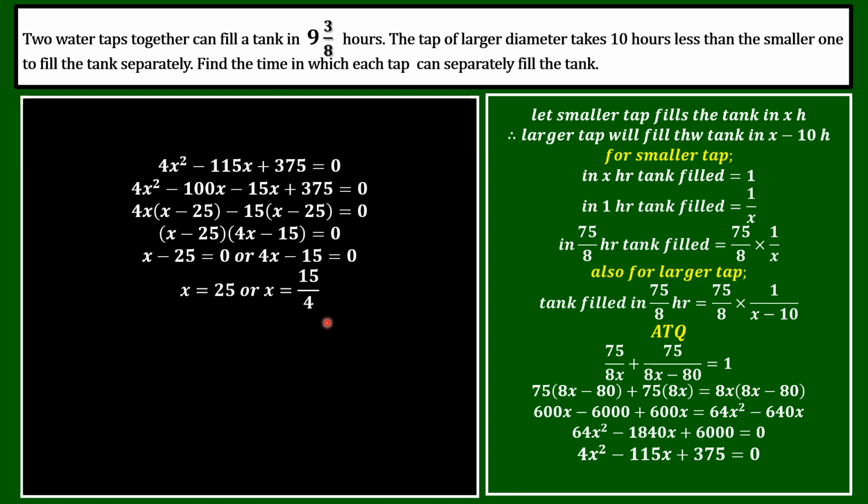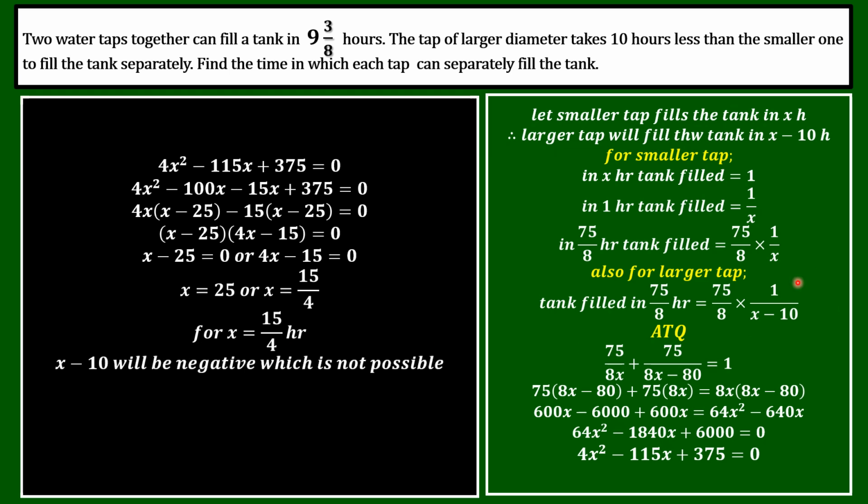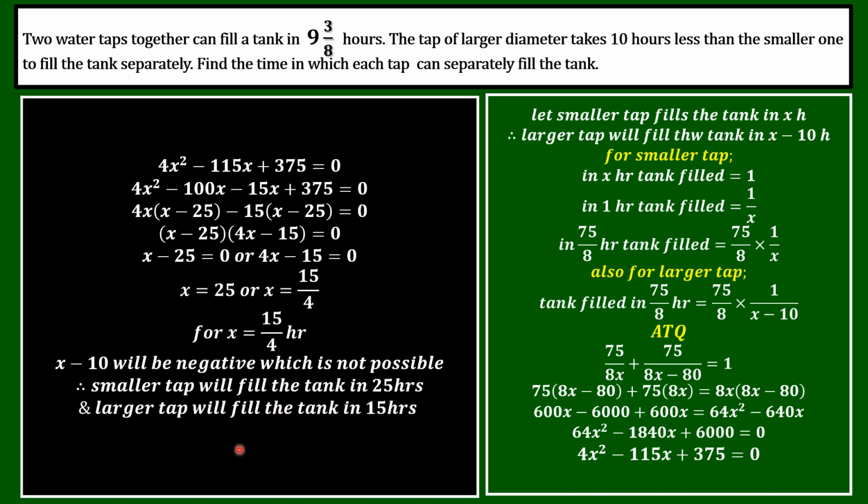Now for 15 upon 4, 15 upon 4 minus 10 will be negative, right? This is the time taken by the smaller tap, and the larger tap takes 10 hours less. So if we subtract 10 from this, that will be negative. This is not possible. So the smaller tap will fill the tank in 25 hours. This is the answer for x. And the larger tap will take 10 hours less, meaning 25 minus 10, that is 15 hours.